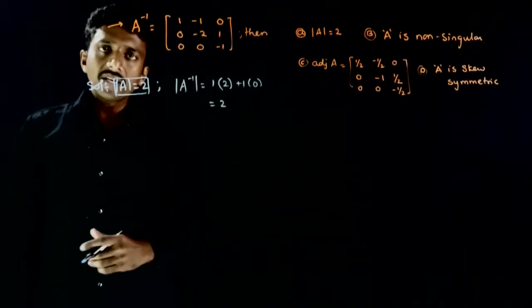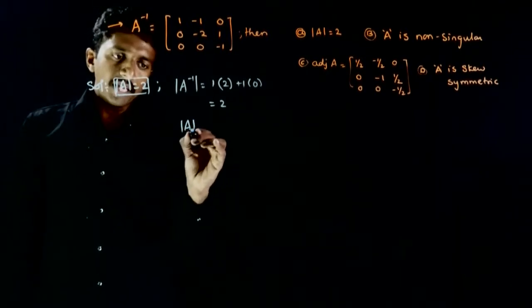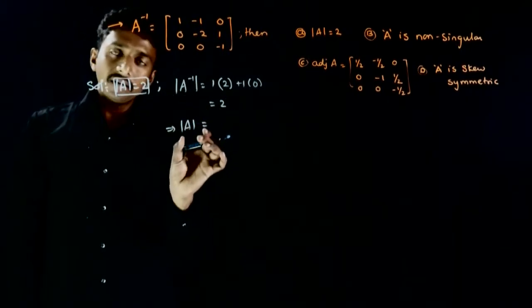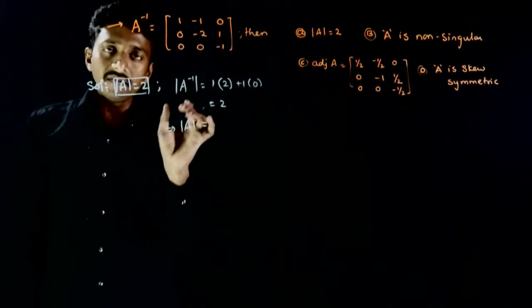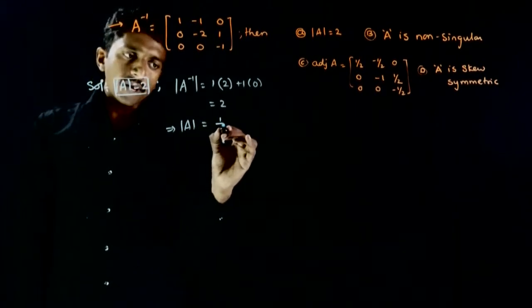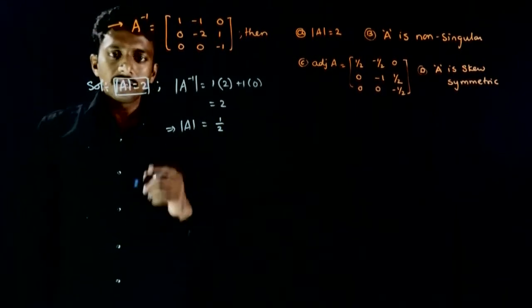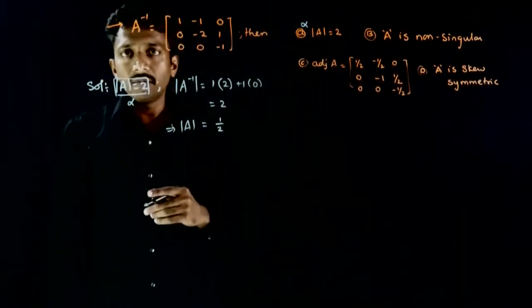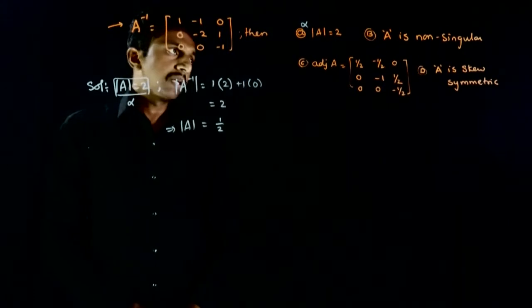So अगर A inverse का det 2 है तो det of A कितना होगा? So we know that अगर A का det x है तो A inverse का det 1 by x हो जाएगा. So det A is 1 by 2. So option 1 is wrong. So det A is not equal to 2, it is equal to 1 by 2.